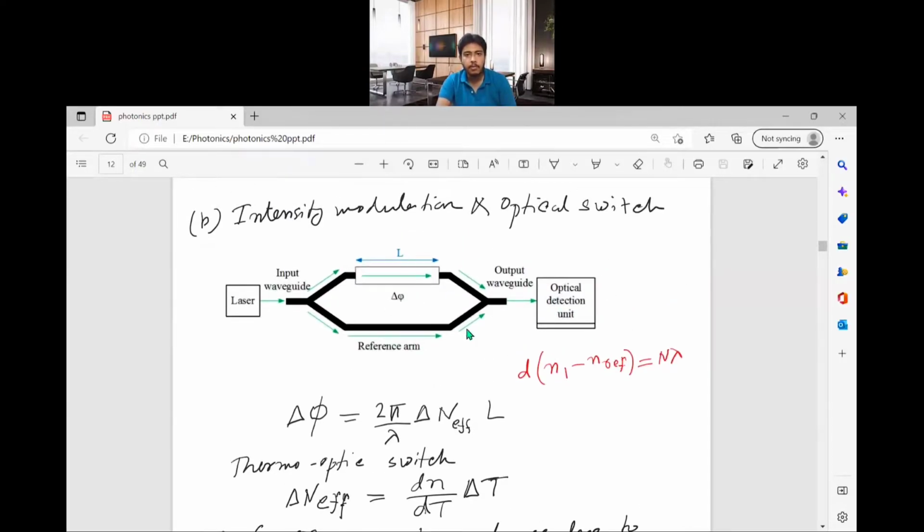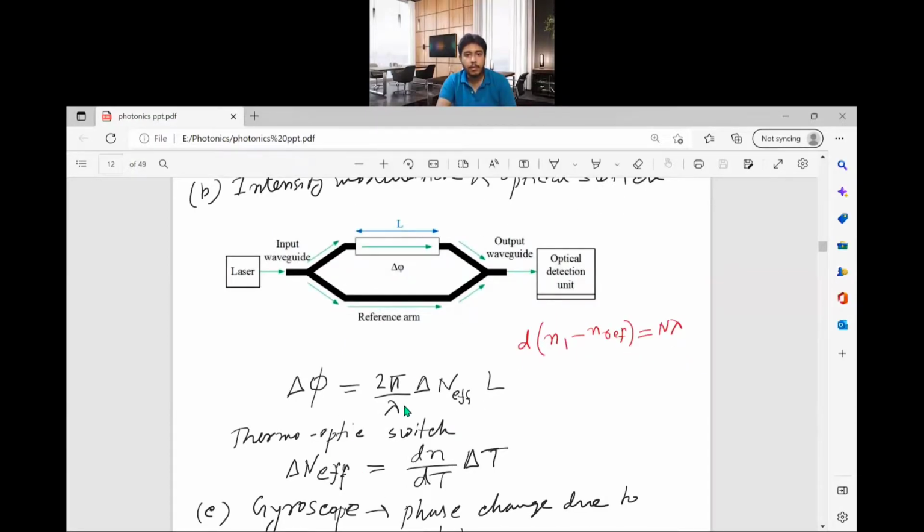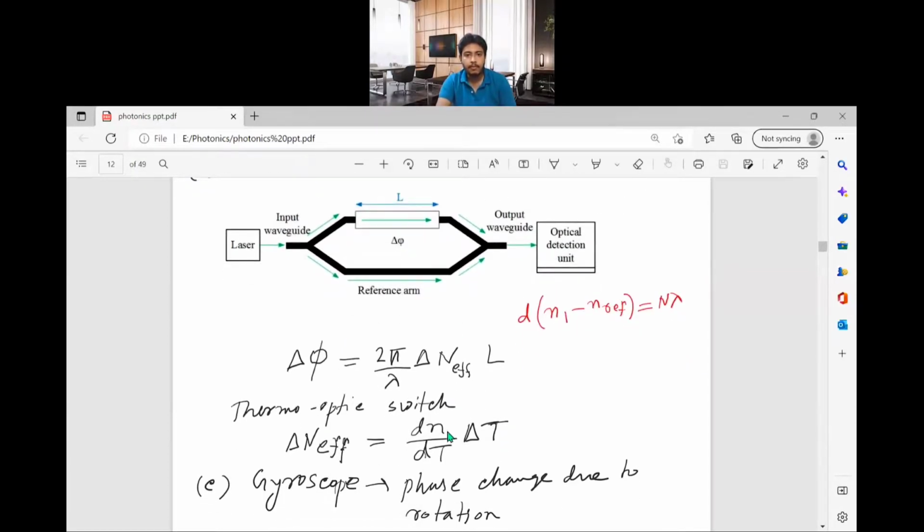So it can be a thermo-optic switch, because if you change the temperature, you can change the refractive index also. So if you change the temperature, the effective index can be changed. So you can make a thermo-optic switch, and also an electro-optic switch. If you place some materials here and change the electric field, you can change the refractive index accordingly. It can be used as an optical switch also.